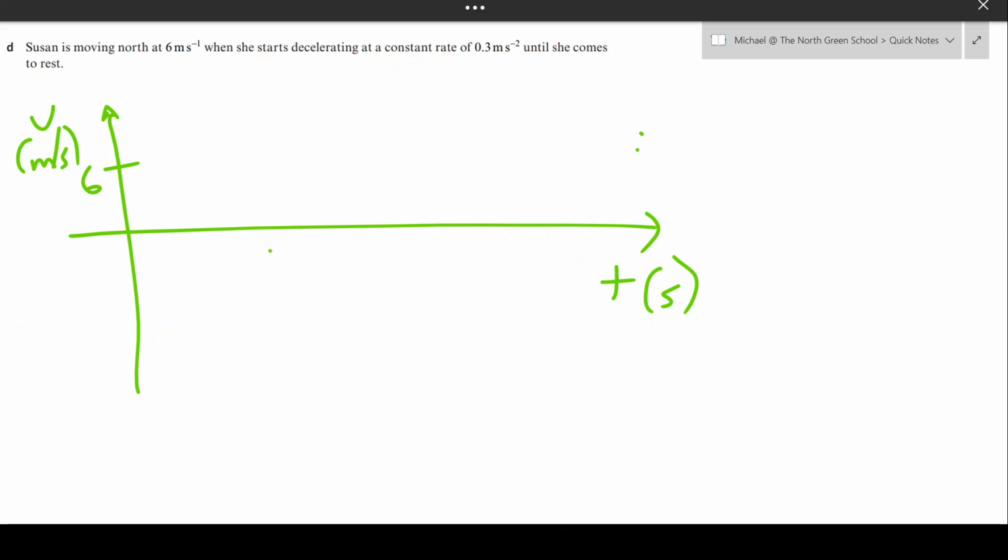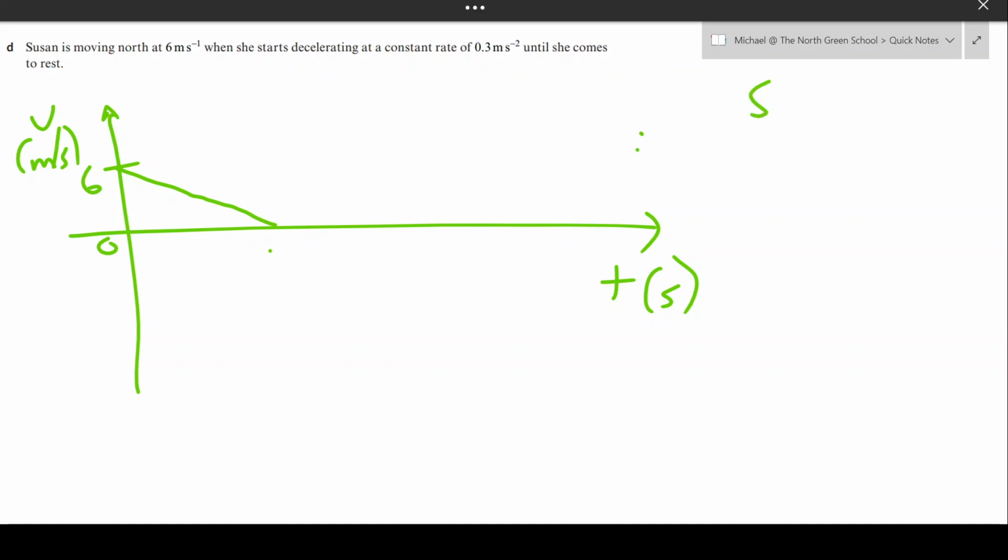So if you're slowing down and you are already at 6, we would expect that at some point you're going to reach 0 meters per second, right? Because that's what rest is. So she's going to slow down until she comes to rest. She wants to come back to 0 meters per second. She starts at high and then she's coming to rest, because rest is the x-axis. She decelerates at a constant rate of 0.3 meters per second squared to rest.